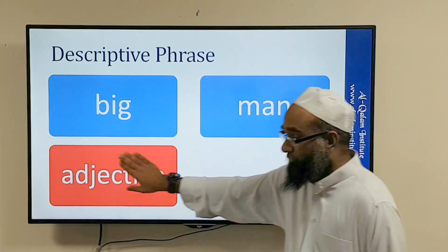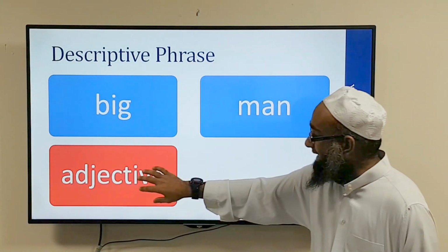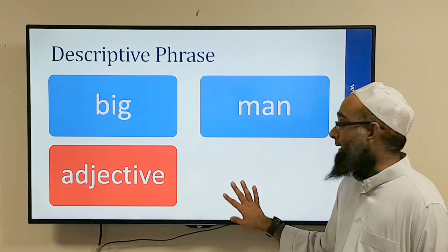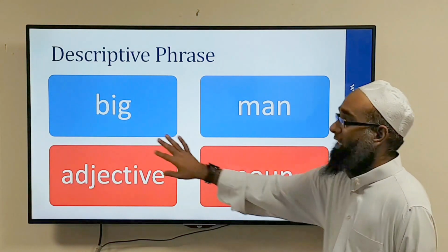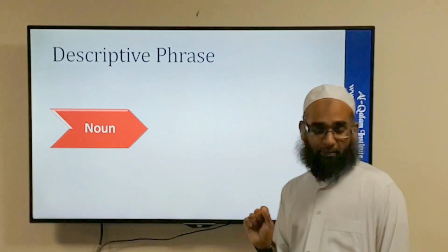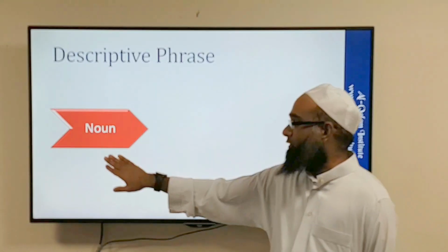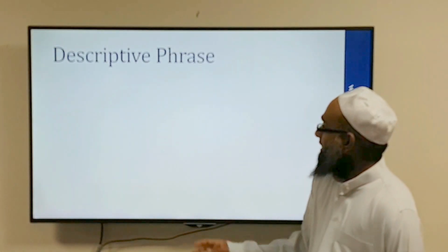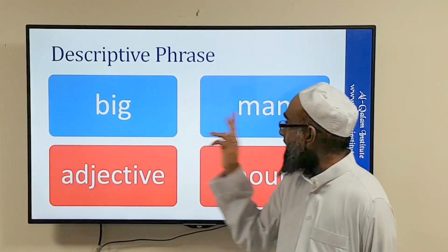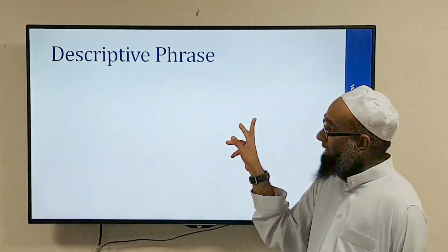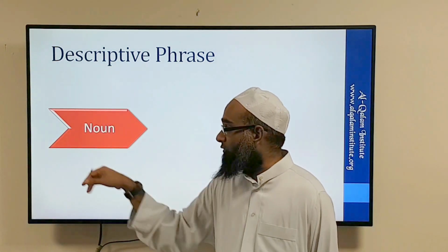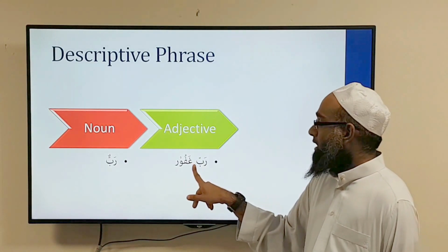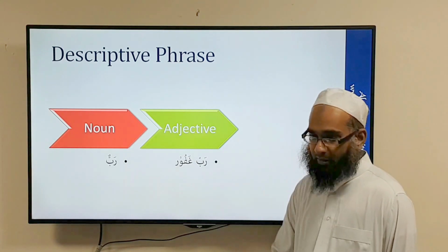So in English, you have the adjective first, the describing word first, and then after that, you'll have what? The thing you are describing, which in our example is the word man. That is called the noun. That's how the English structure is made. What about Arabic? It's a noun and then the adjective. You use a noun first. So for example, let's say you want to say forgiving Lord. In English, you have forgiving, adjective, Lord. But in Arabic, it'll be different. You bring the noun first, for example, Rabb. Then what do you bring? The adjective. And it becomes what? Rabb Ghafoor. Got it?